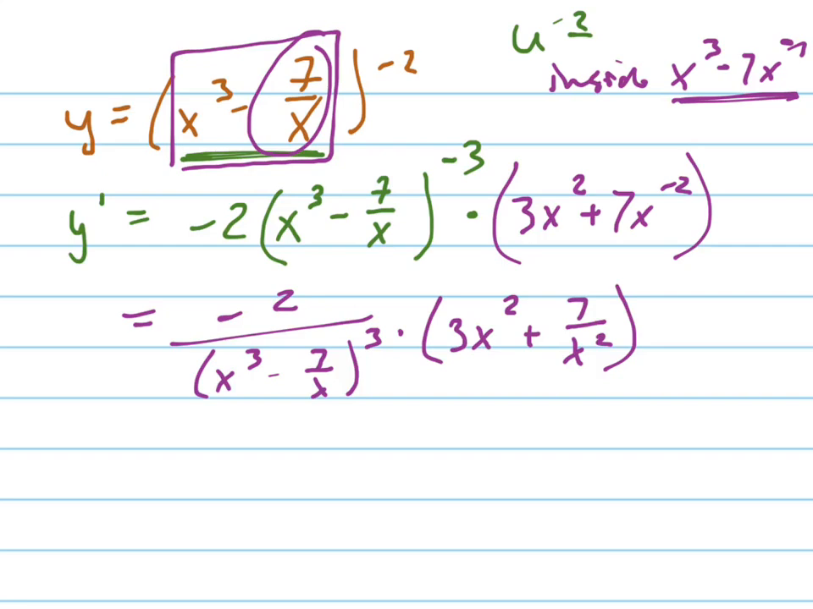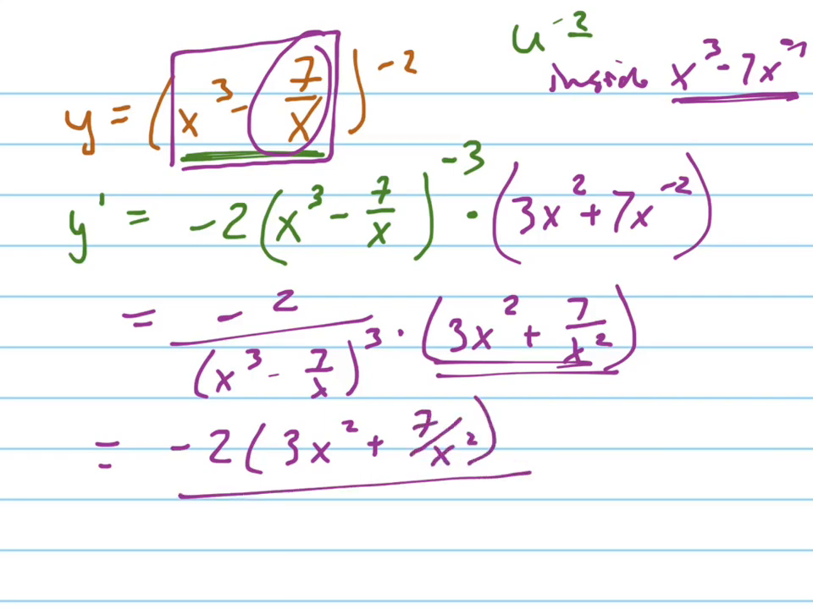So this whole thing really, right here, is just multiplying the top, the numerator. So let's clean that up. Negative 2 times 3x squared plus 7 over x squared, all over x cubed minus 7 over x, quantity cubed. Do you distribute the 2, or do you just? You can distribute this too if you want, but I'm just looking at it. Before I distribute, I look at it to see if there's an easier way for me to simplify anything. And probably this is sufficient just to leave it like this.